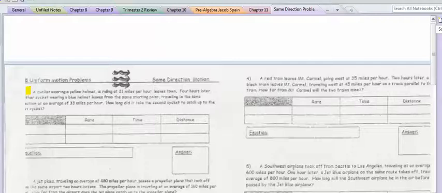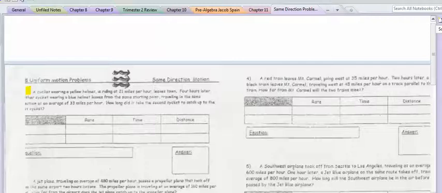It says, a cyclist wearing a yellow helmet is riding at 21 miles per hour, leaves town. 4 hours later, another cyclist wearing a blue helmet leaves from the same starting point, traveling in the same direction at an average of 33 miles per hour. How long did it take the second cyclist to catch up with the first cyclist?